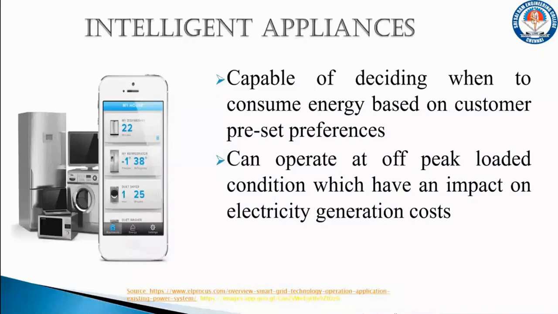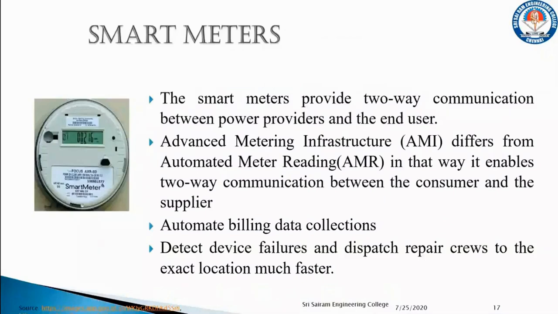Then we have smart meters. The smart meters provide two-way communication between the power provider and the end user. This type of metering is called advanced metering infrastructure. This enables automatic billing, and it also does the data collection, with the help of which we can detect the failure, perform the repairs, and act in a faster manner so that self-healing can be achieved.